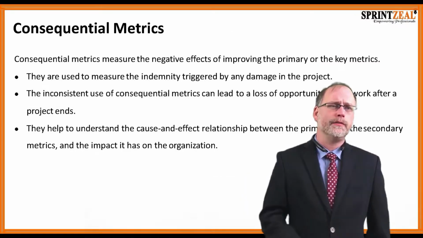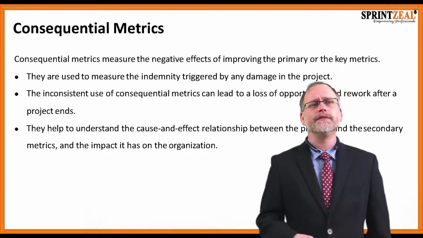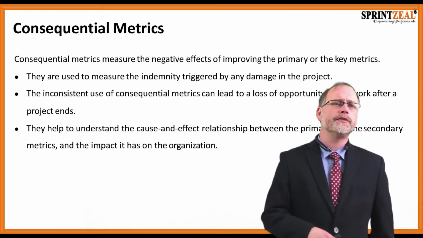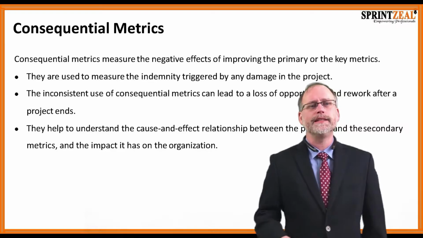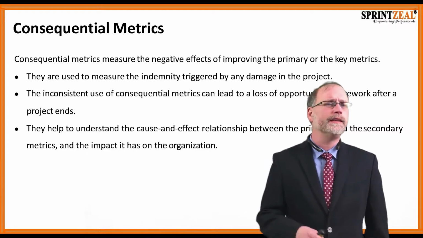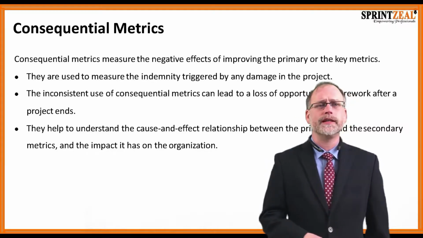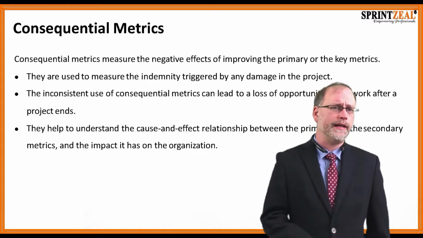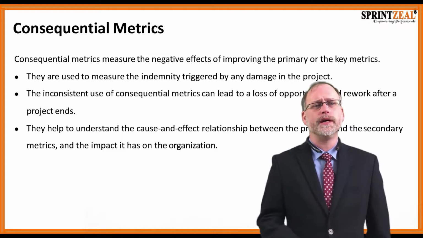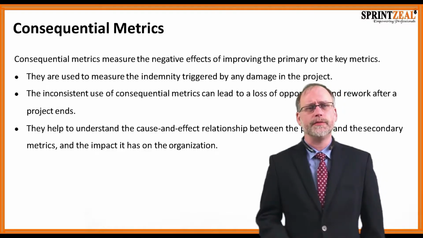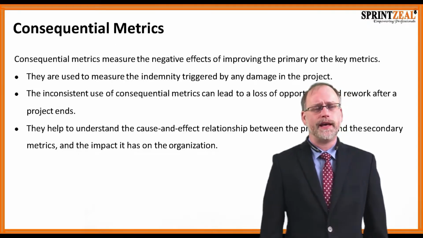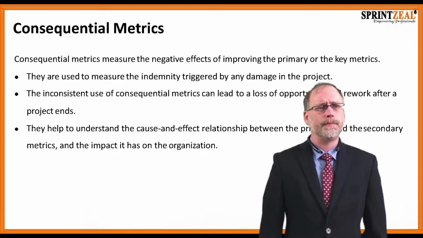Now, consequential metrics measure the negative effects of improving the primary or key metric. They are used to measure the indemnity triggered by any damage to the project. The inconsistent use of consequential metrics can also lead to a loss of opportunity and rework after a project ends. And then they also help to understand the cause and effect relationship between the primary and the secondary metrics, as well as the impact that they have on the organization.